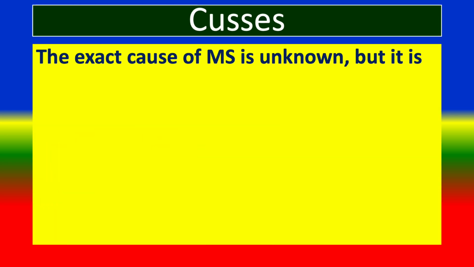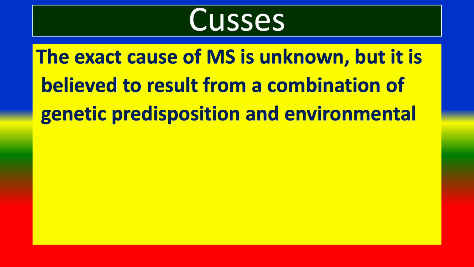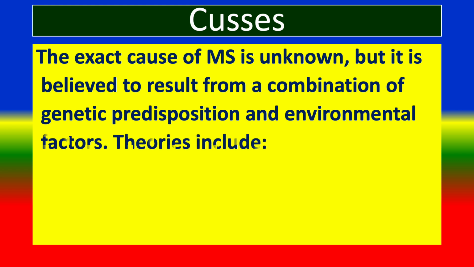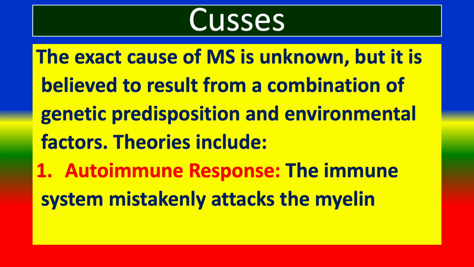Causes. The exact cause of MS is unknown, but it is believed to result from a combination of genetic predisposition and environmental factors. Theories include: 1. Autoimmune response. The immune system mistakenly attacks the myelin sheath.